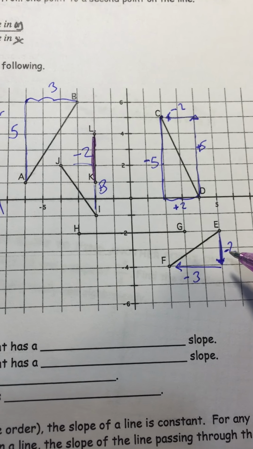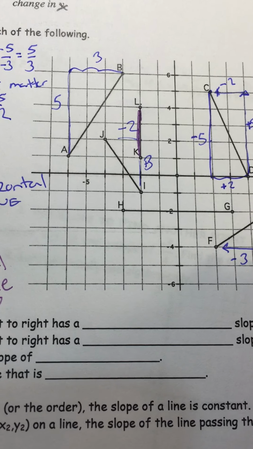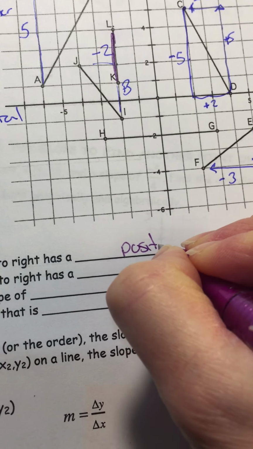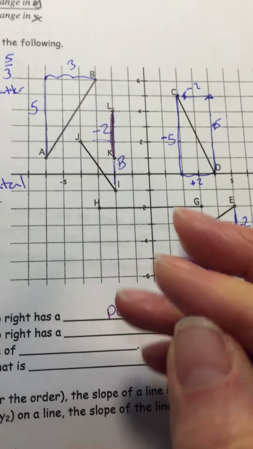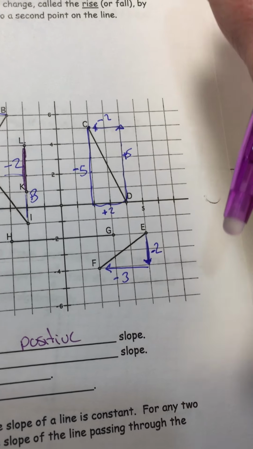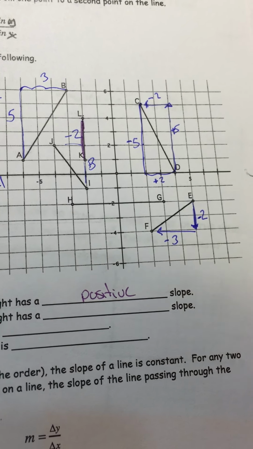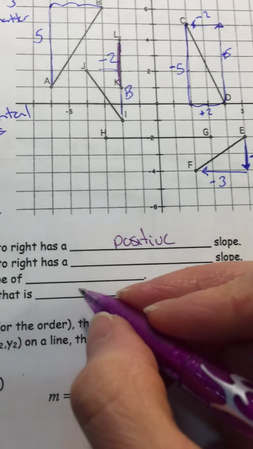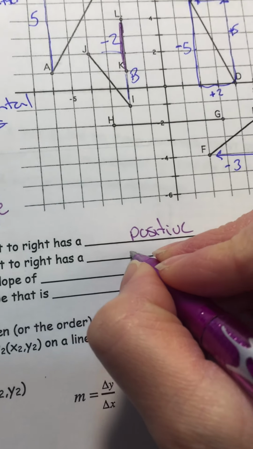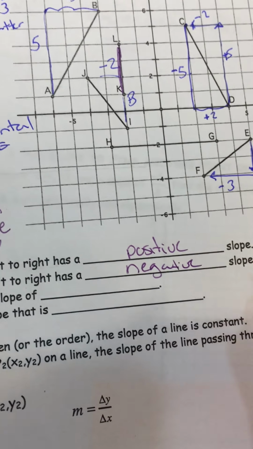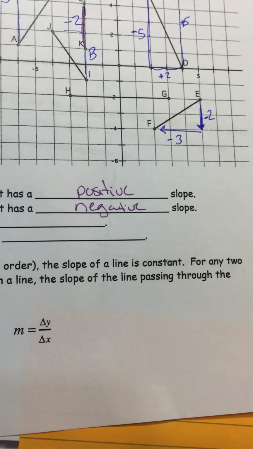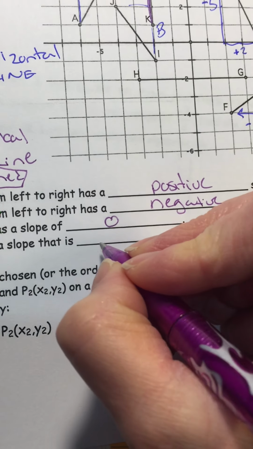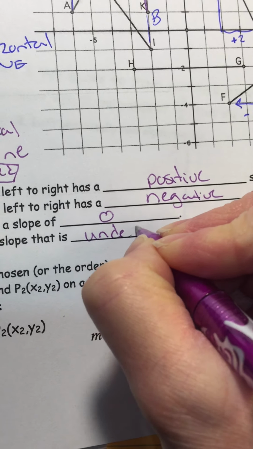Okay, you're going to notice that all of the lines that rise from left to right always have a positive slope. That's because you run positive and you rise positive, or you run negative and rise negative. A line that falls from left to right has a negative slope, and that's because your rise and run are always opposite signs. A horizontal line will always have a slope of 0, and a vertical line will always have a slope that is undefined.